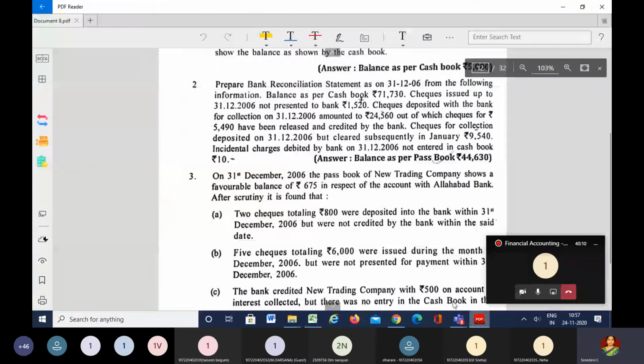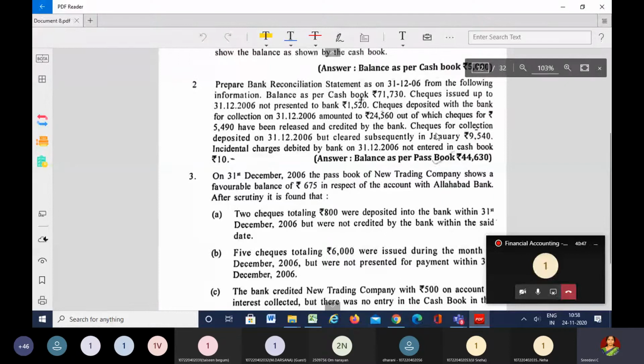Now next coming to the other transaction. What it says here: checks for collection deposited on 31st of December 2006 but cleared subsequently in January, that is 9,540. So here what you should understand is, there is not much difference between the second one and the third one. In the second one also the checks have been deposited but not credited, but there only the partial amount has been credited. But in this, checks deposited but nothing has been credited before 31st of December 2006.